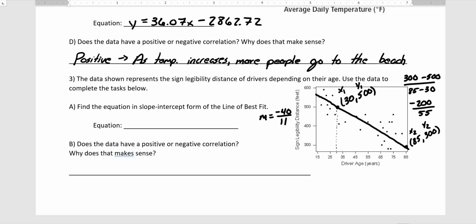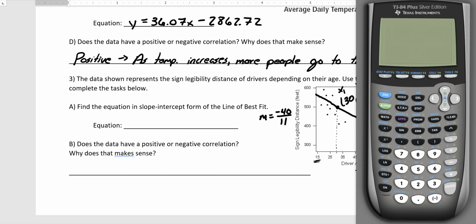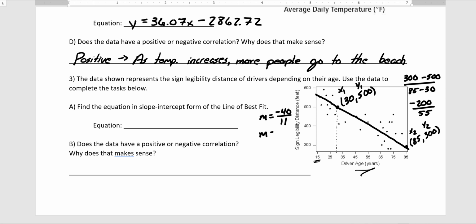Now our y-intercept. Oh, darn it, our graph only goes to 15. Well, that makes sense. They're not going to have data for people who are 0 years old driving. All right, so let's approximate our y-intercept here. Let's figure out what negative 40 over 11 is as a decimal. So negative 40 divided by 11, negative 3.64. So we'll say m is negative 3.64.